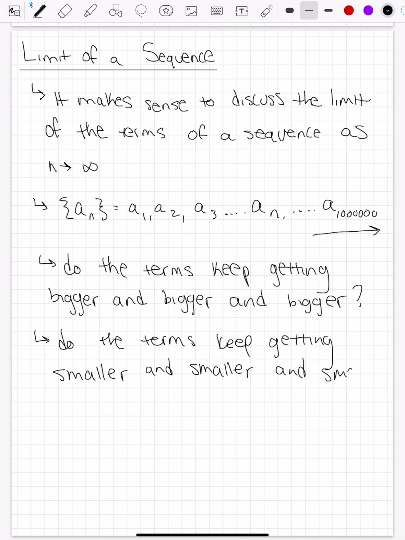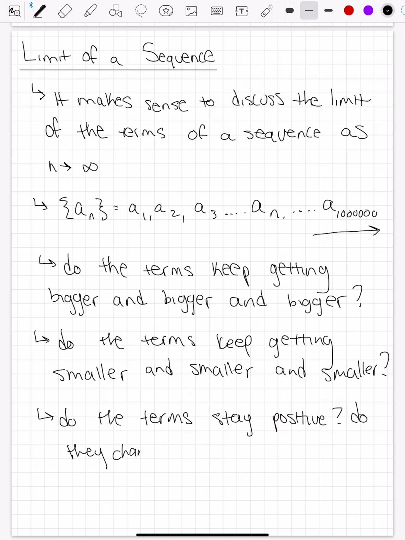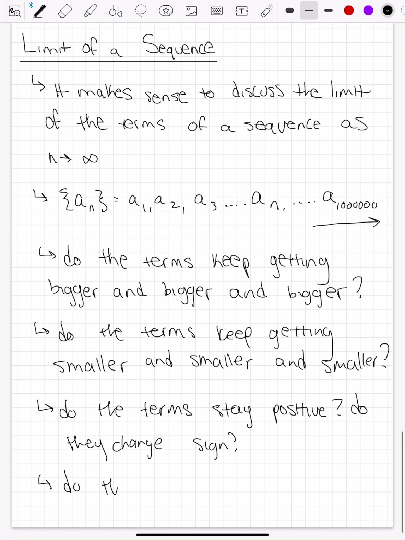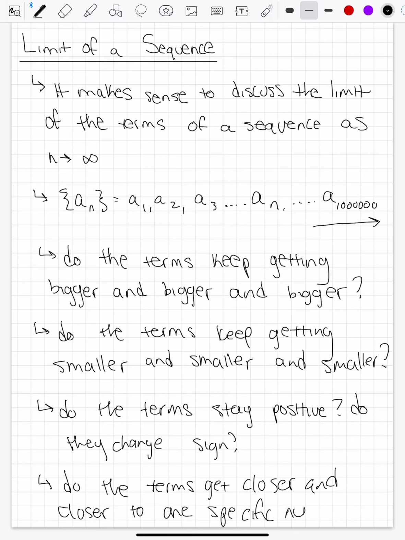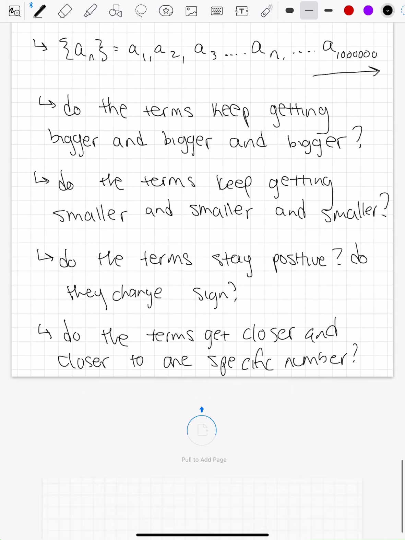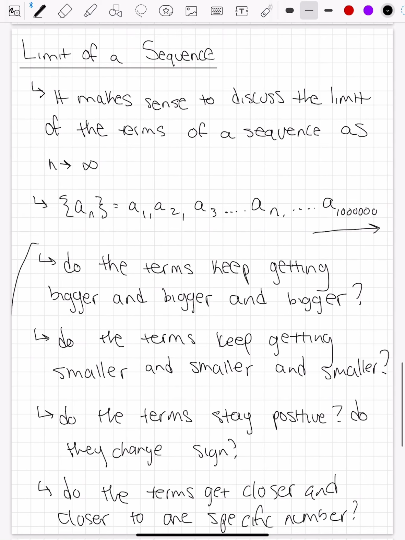Right? We want to see, are they changing signs? So do the terms stay positive? Do they change sign? Right, and do the terms get closer and closer to one specific number? So this is what we want to figure out, and these questions are what the limit is going to figure out for us, the limit of a sequence.